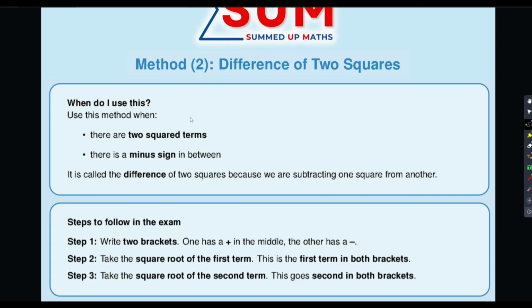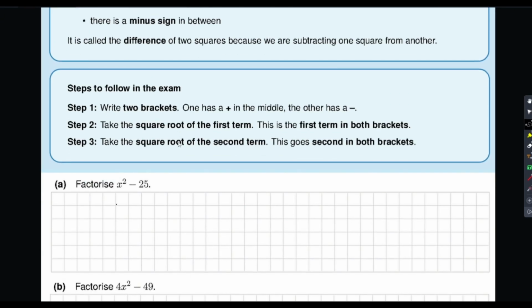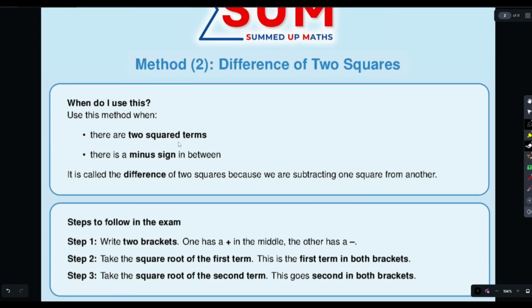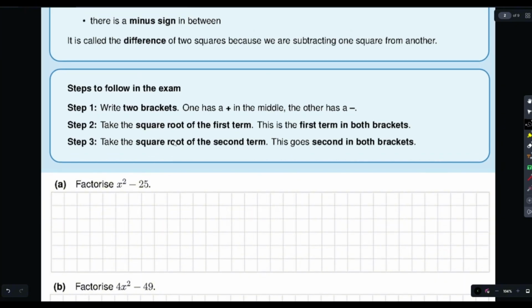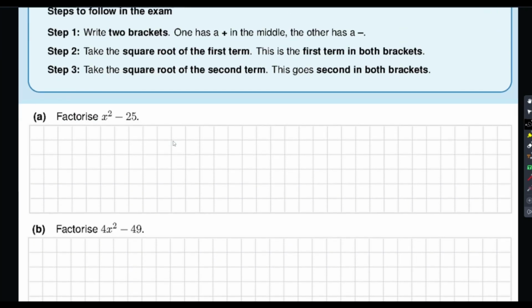Next one, difference of two squares. So it's literally what the name says. When we have a difference of two squares, so we have a squared thing and a squared thing, and what does difference mean? It means a minus, so a subtraction in the middle. So when we have the difference of two square things, we use this factorization method. And there's always going to be two terms for this one.